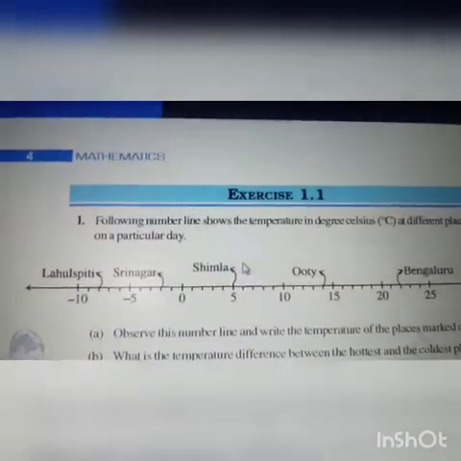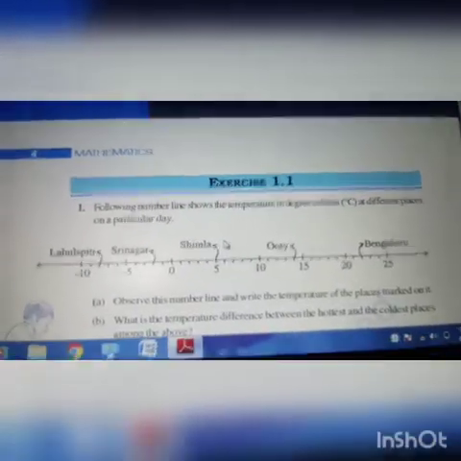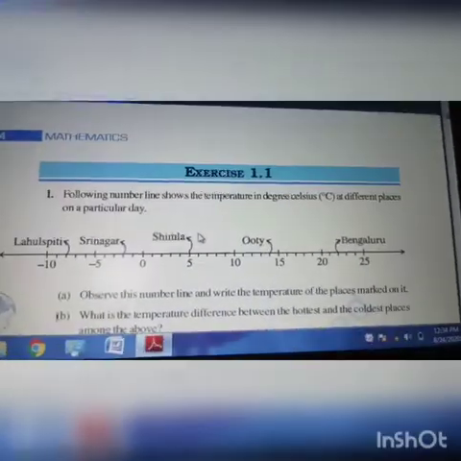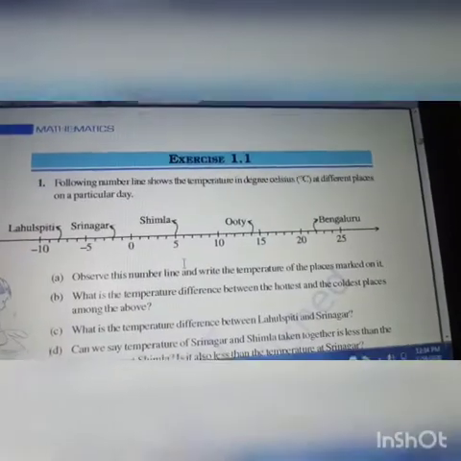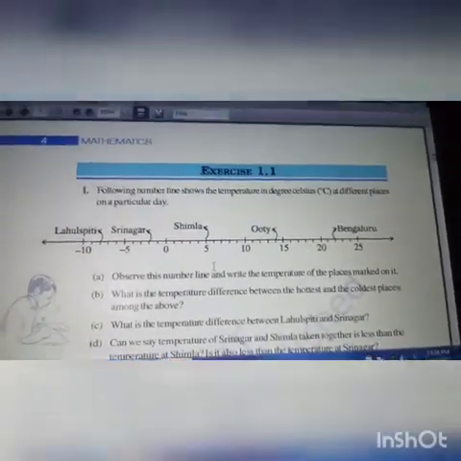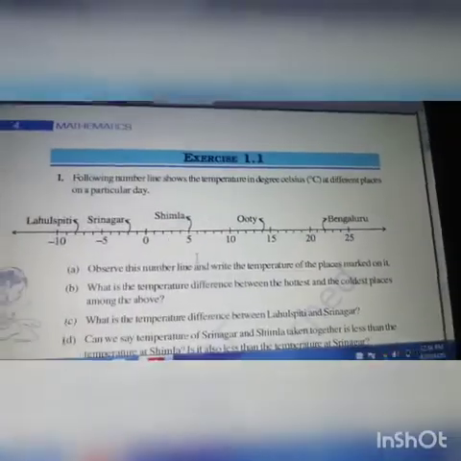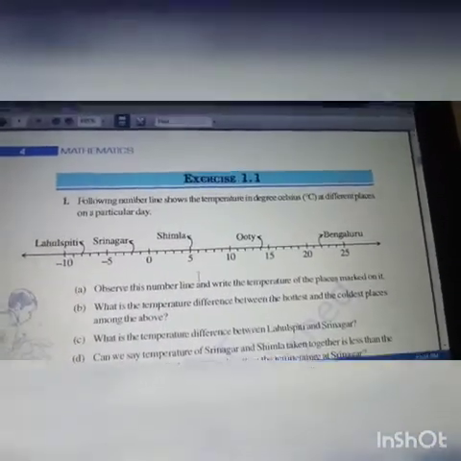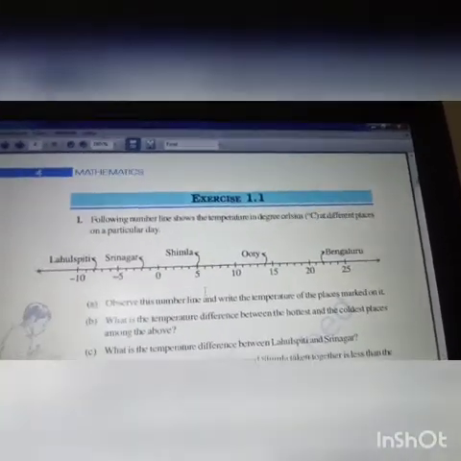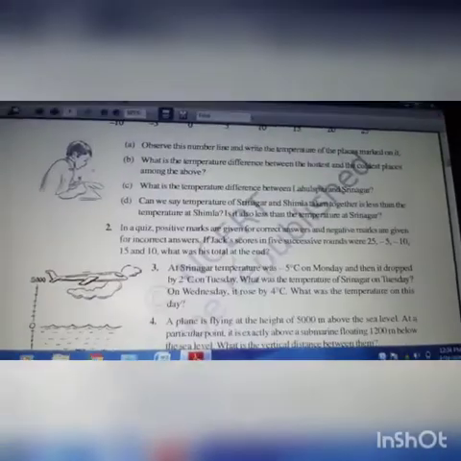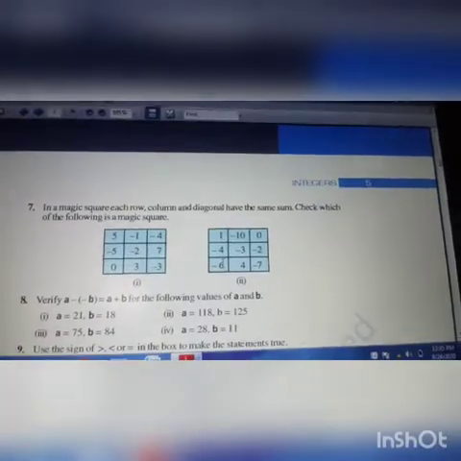Okay my dears, then we are going to exercise 1.1. What is given here in exercise 1.1? They have given word problems, which means general situation problems. Using that situation, you should represent the answer in integers. If it is upwards, you will represent it as a positive integer. Downwards, you will represent it as a negative integer. So these are the basic concepts you will discuss in this exercise 1.1. You can work out all the problems from this exercise.